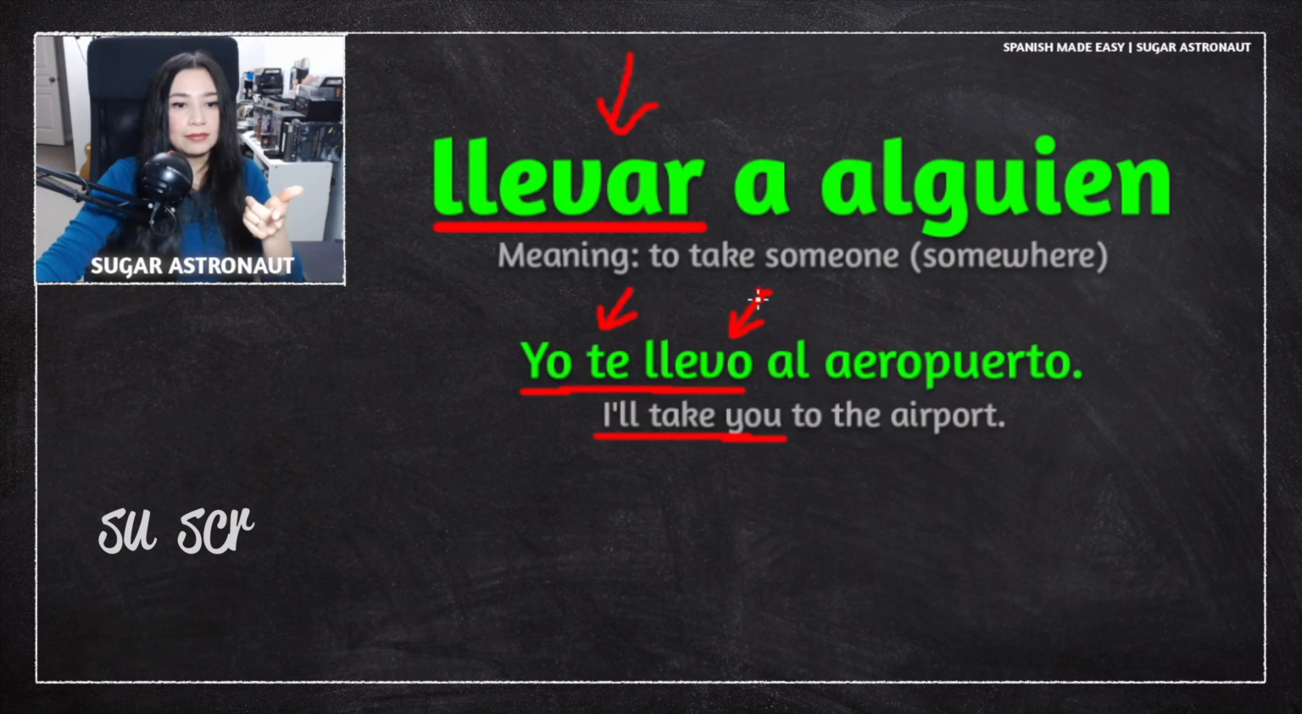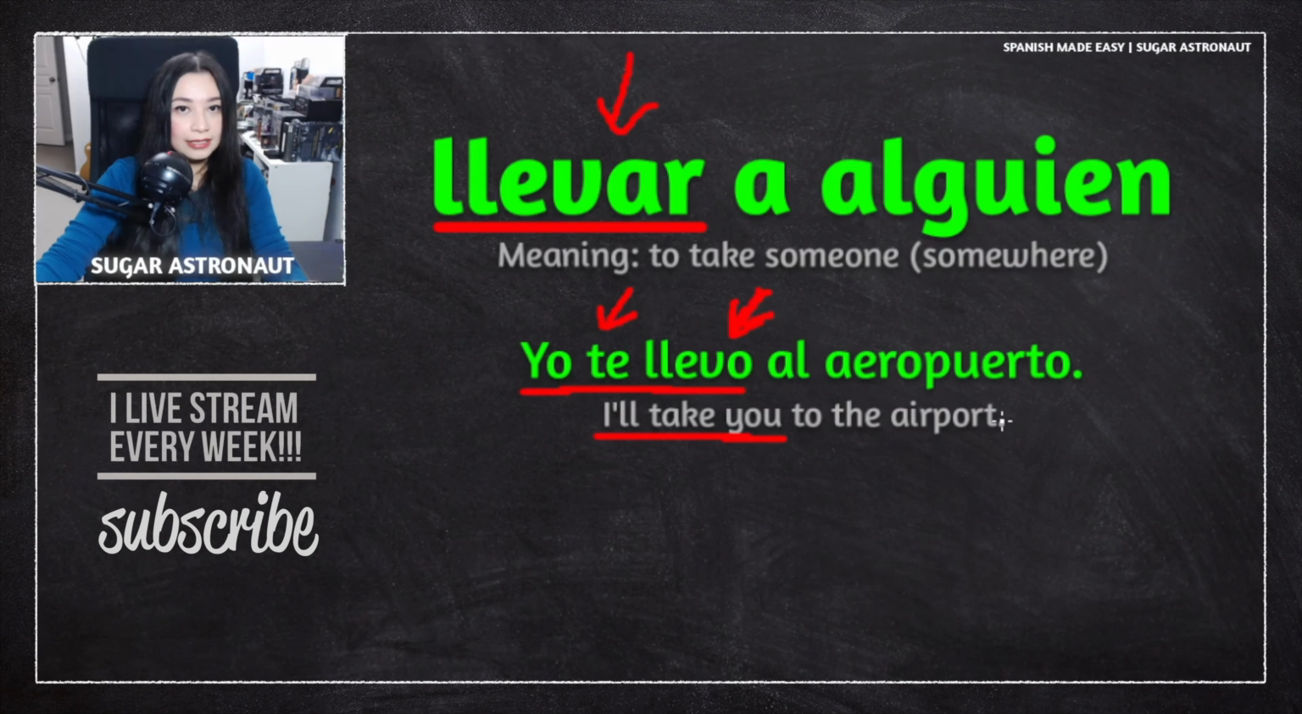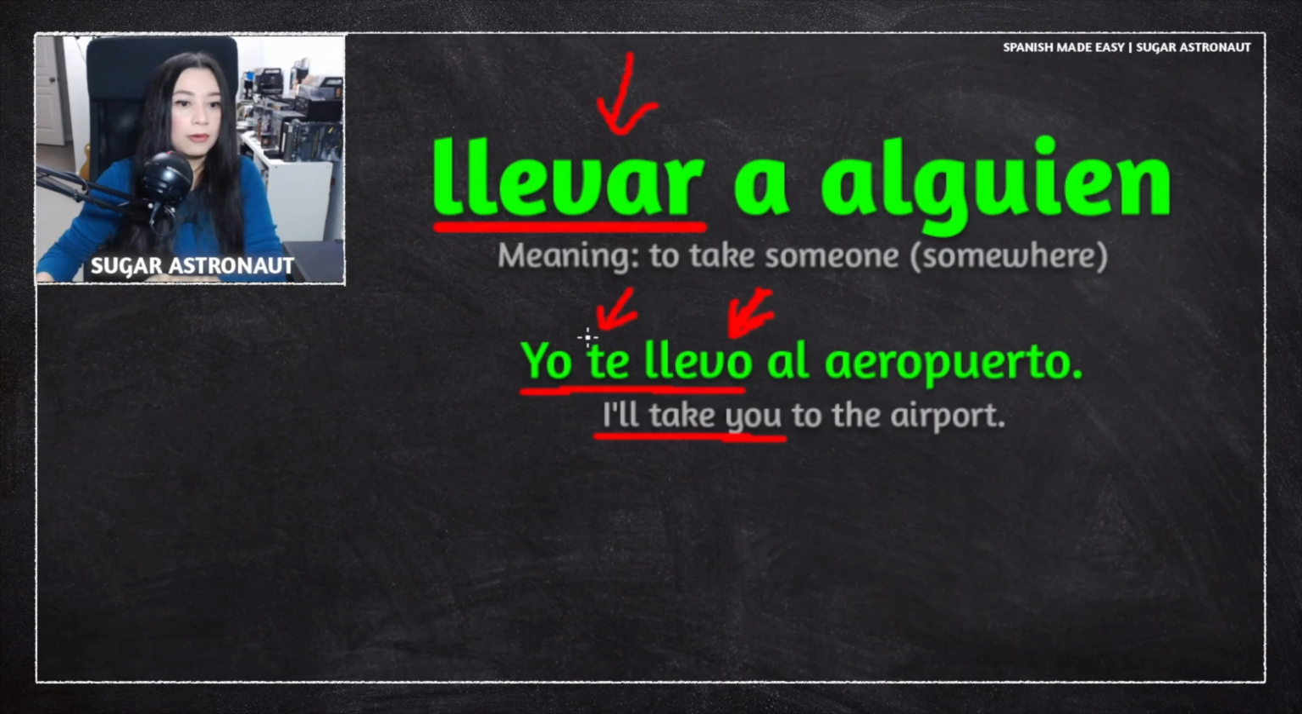By the way, this conjugation here is in present tense. When talking about taking someone somewhere, you don't use the future tense. You will have to use the present tense. Yo te llevo, okay? You can say yo te llevaré, right? That's the future tense, but if it's a quick ride, if you gotta go now to the airport, you can say yo te llevo. I can take you right now. If you're saying I'll take you to the airport tomorrow, you can also say yo te llevo al aeropuerto mañana.